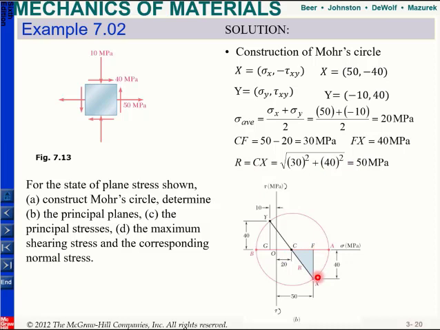So this is how you can calculate graphically, or you can just use the equation, which is given here, and you will get the same answer. So either you can use this equation or you can use the graphical method. Though I recommend just using this equation because I think it's simpler. And after I get this information, next I want to find my principal planes and my principal stresses.